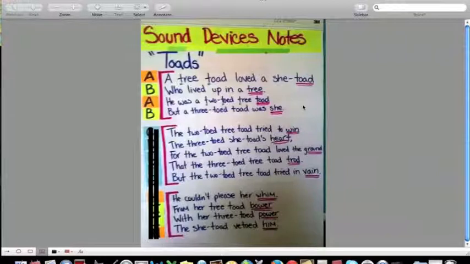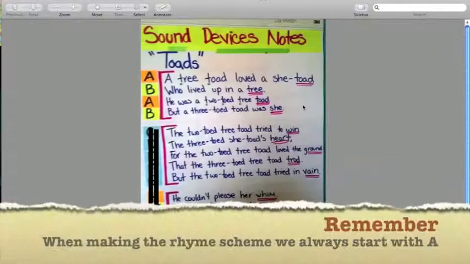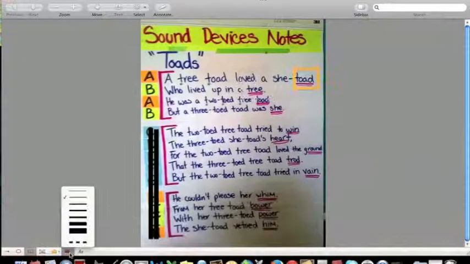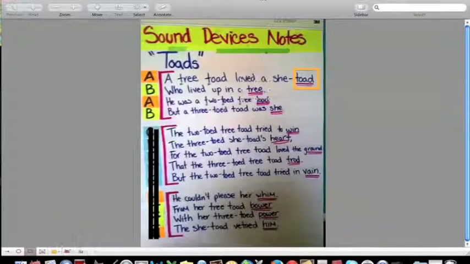So we use letters to track the pattern of the rhyme scheme. If there are words that rhyme in the poem, they get assigned the same letter. When tracking the rhyme scheme of a poem, we always start with A. Only look at the last word of each line.